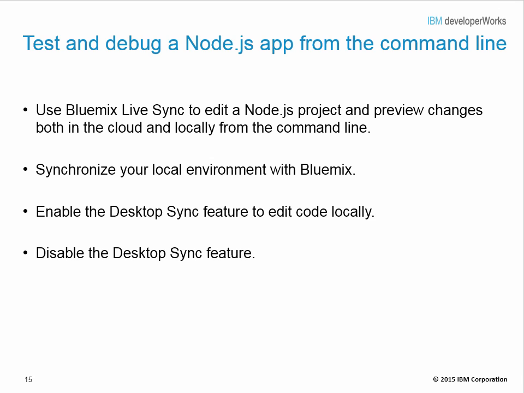In the command line window that you just opened, you can view the app's URL, the debug URL, the manage URL, and the Bluemix sync state. Refresh the browser and verify that you can see the changes that you saved to static files in the local workspace. To disable the desktop sync feature, in the second command line window, enter BL stop. In the first command line window, enter Q.